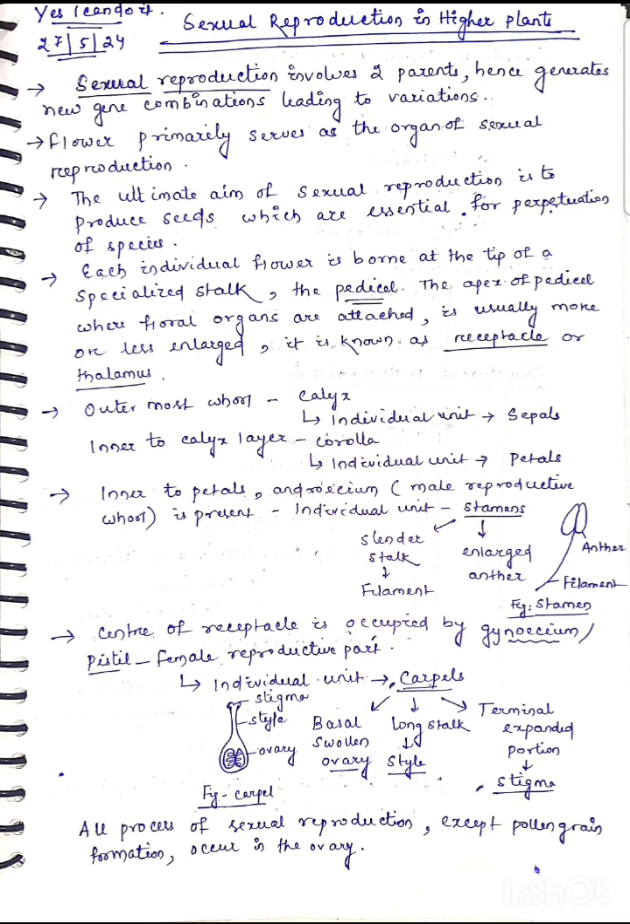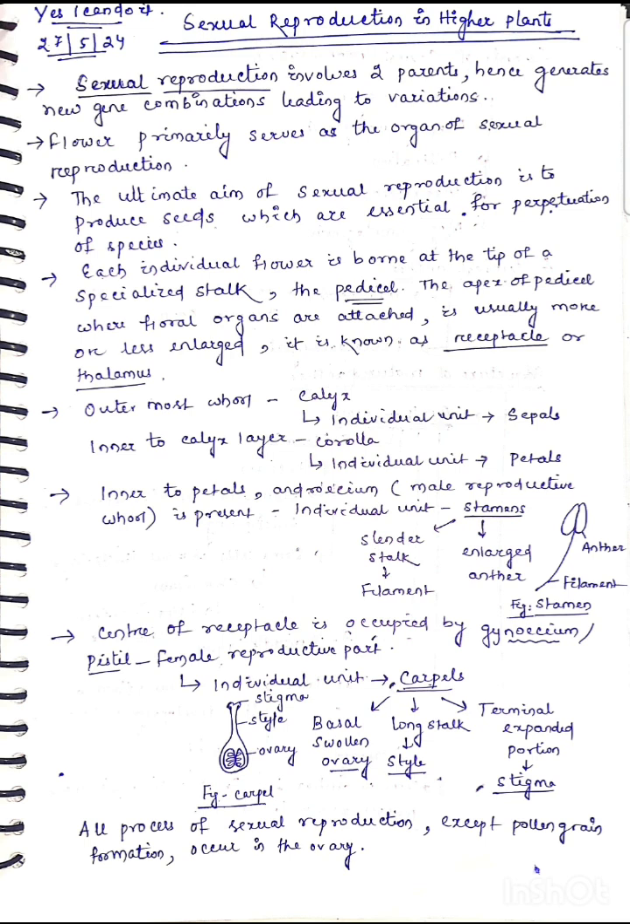I have already posted in my community section about asexual reproduction or vegetative propagation, the modes of vegetative propagation. So please go to my community section and watch those posts about vegetative reproduction in plants. In sexual reproduction, it involves two gametes, one male gamete and one female gamete. They combine to form a new gene combination which leads to variation.